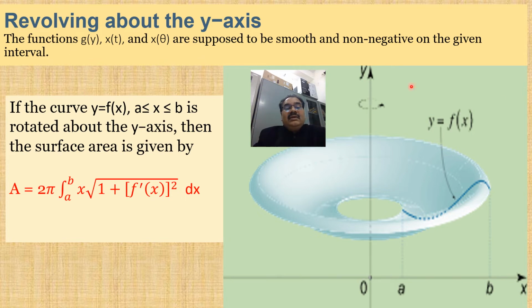And then if you talk about the revolution with respect to the y-axis, then the functions g(y), x(t) and x(θ) are supposed to be smooth and non-negative on the given interval. Then if the curve y = f(x), where x lies between a and b, is rotated about the y-axis, then the surface area is given by 2π ∫ from a to b of x √(1 + f'(x)²) dx.